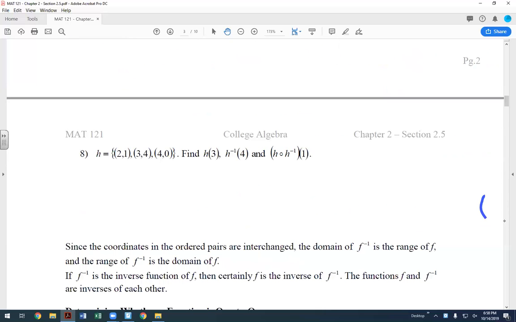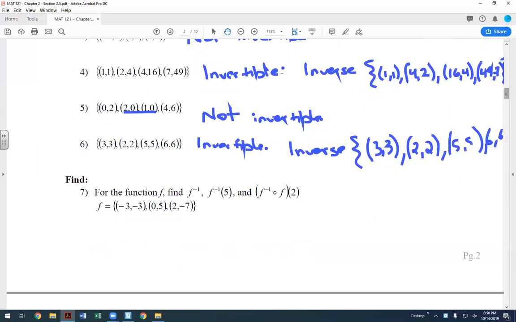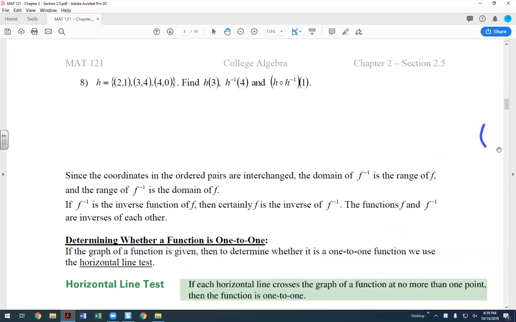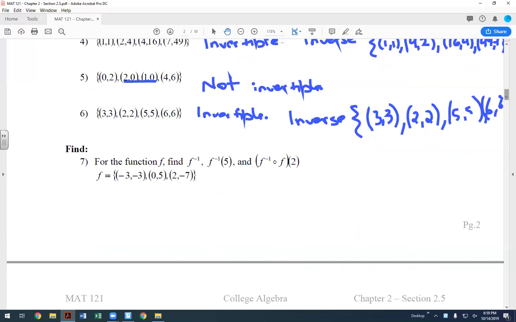Oh, still ran out of space. Never mind. We're gonna leave it right there. I'll fix it after class.